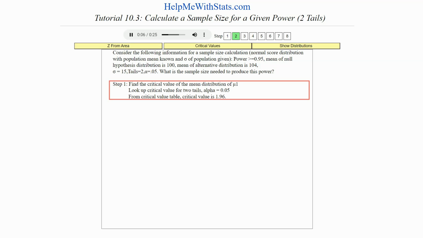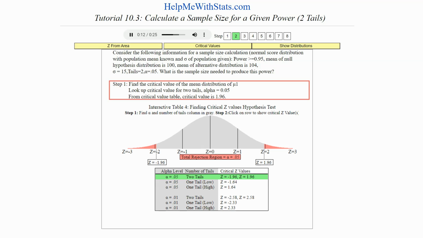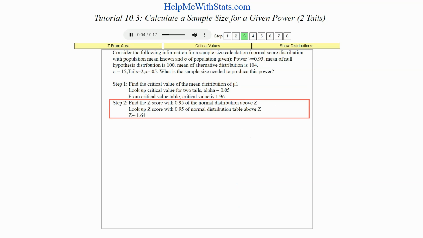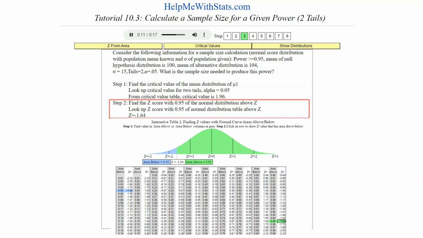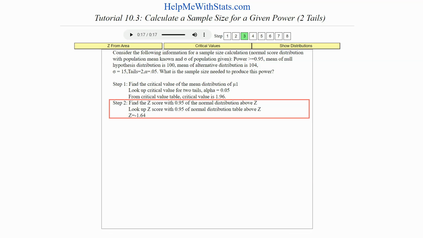of the null distribution, we need to know what the critical value is given the number of tails and the alpha level. With 2 tails and an alpha level of 0.05, we can look up the critical value and find it to be 1.96. Next, we need to find the z-score, which has 0.95, the power, above z. We use the lookup table to find that a z-score of -1.64 has 0.95 above z.